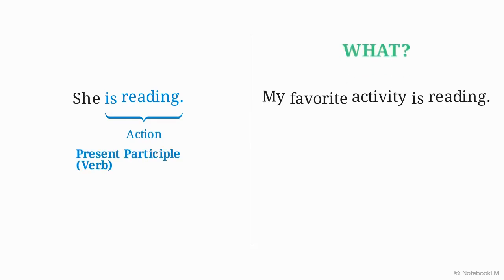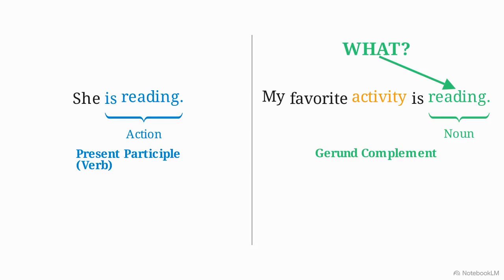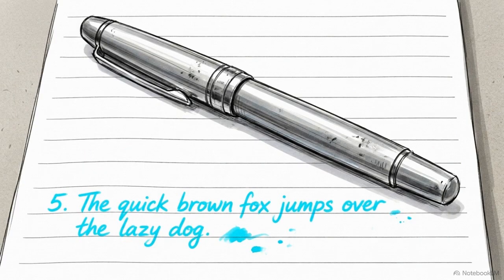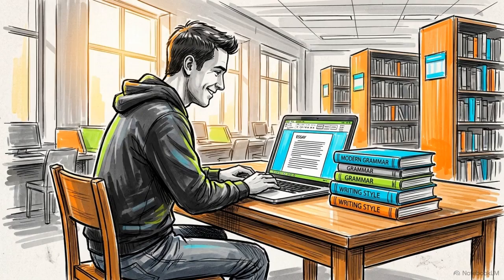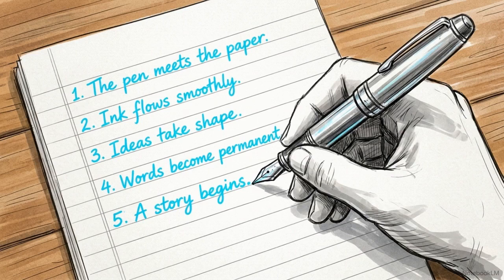On the left, is reading describes a current action the subject is performing. This is a participle. On the right, we use the what test. What is the activity? Reading. Here, the word is a noun. This is the gerund complement. Write your 5th and final sentence now, defining one of your own hobbies. Understanding the functional role of these words allows you to navigate the identical endings of gerunds and participles with precision.